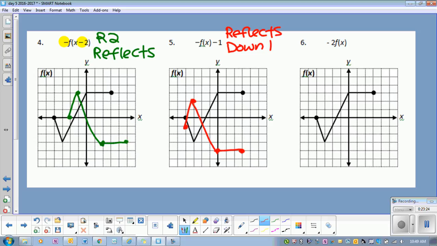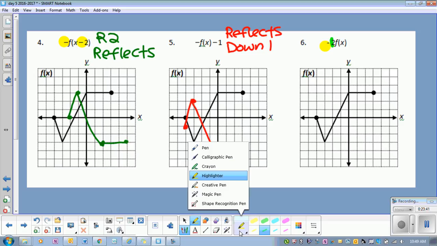Should we look at the next one? Are you guys ready for the next one? Okay. So the next one, what a way to put 2 not-as-easy transformations together to graph, huh? All right.